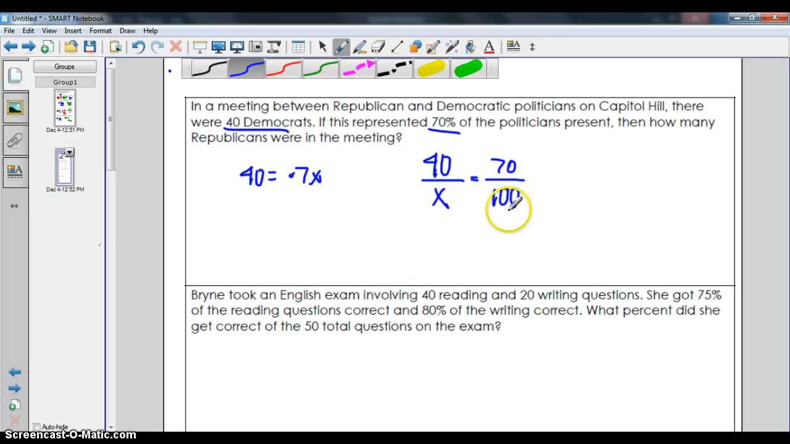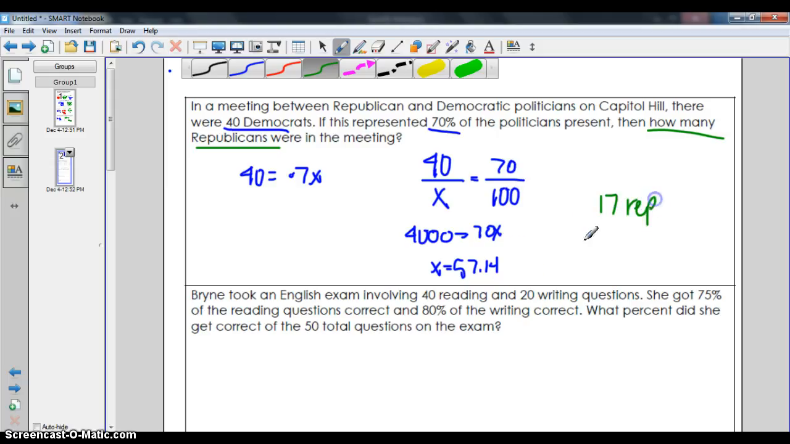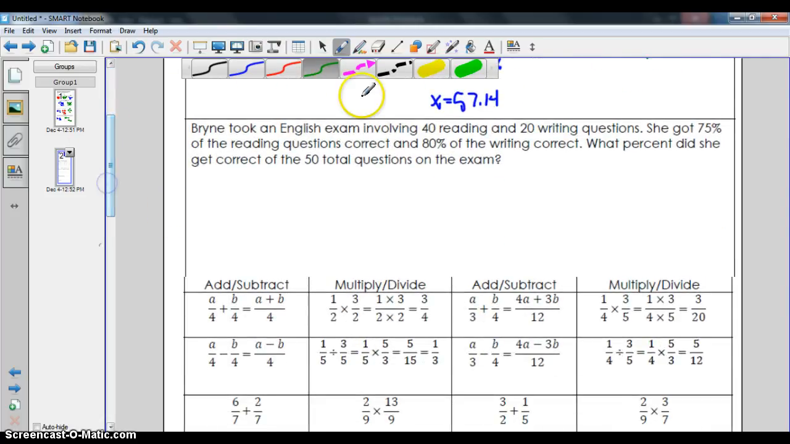So cross multiplying, 4,000 equals 70x, divide by 70, and we would wind up with 57.14 people total at this meeting. But that's not the question. So make sure you read it and you answer the true question, which is how many Republicans? So this total includes the 40 Democrats. So there were 17 Republicans. We're not going to include the 0.14 person because that's not a whole person. So 17 Republicans. All right, next.